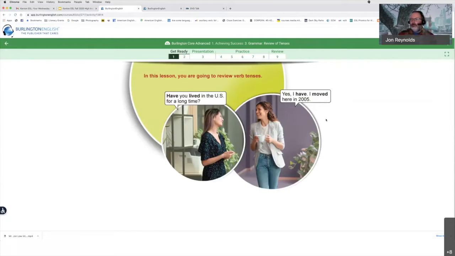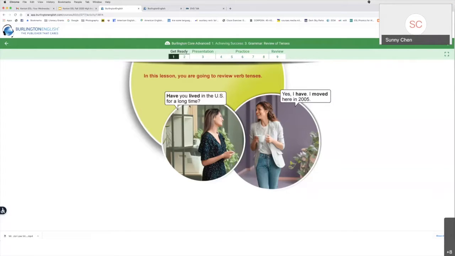Now, what I'd like to do first is take a look at a quick example here. If you notice, we have two people, a person on the left and a person on the right. Tassi, why don't you be the lady on the left side? And Sunny, why don't you be the lady on the right side? Tassi, can you read the first little bubble there for us? Lived in the USA for a long time? Yes, I moved here in 2005.